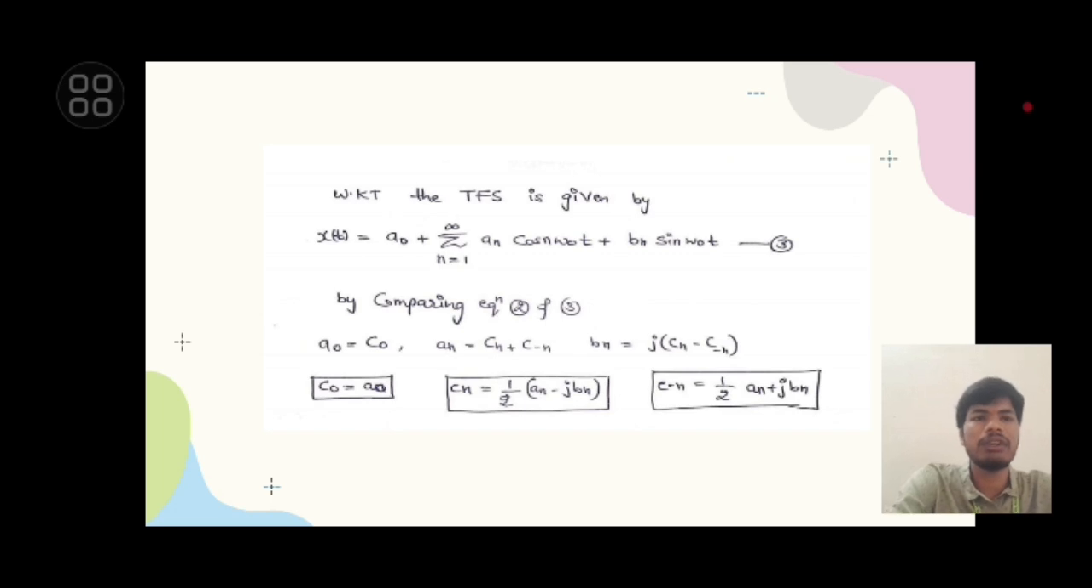We know that the trigonometric Fourier series is given by x of t equals a naught plus summation n equals 1 to infinity an into cos n omega naught t plus bn into sin n omega naught t, considered as equation 3. By comparing equations 2 and 3, a naught equals c naught, an equals cn plus c suffix minus n, bn equals j into c suffix n minus c suffix minus n. Also c naught equals a naught, cn equals 1 by 2 into an minus j bn, c suffix minus n equals 1 by 2 an plus j bn.